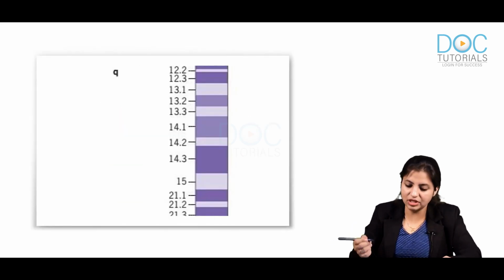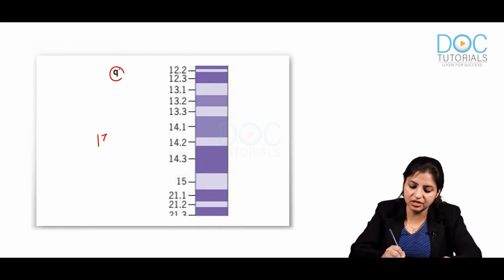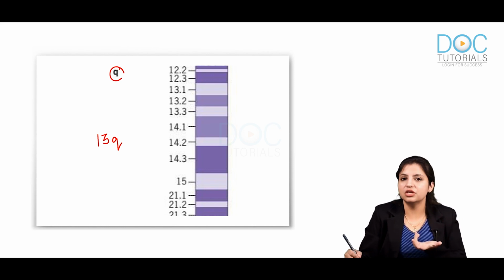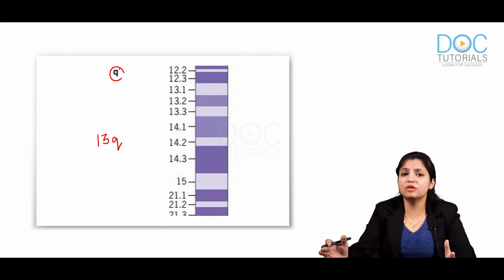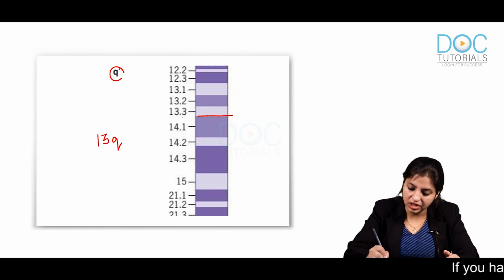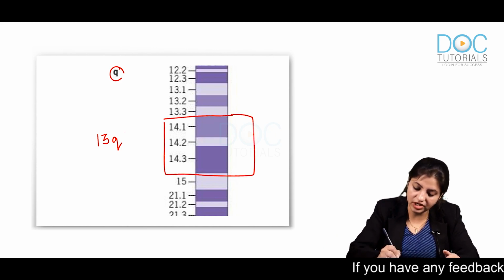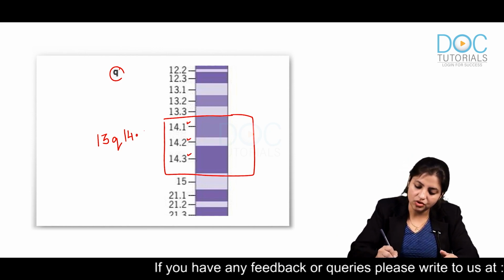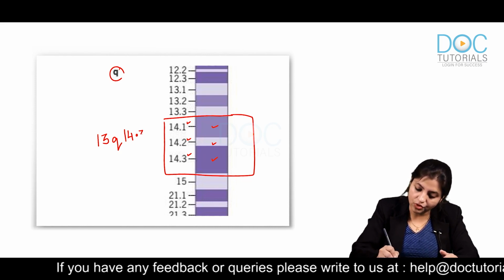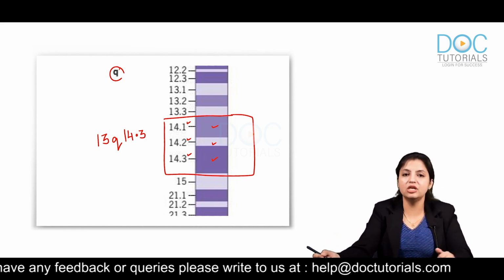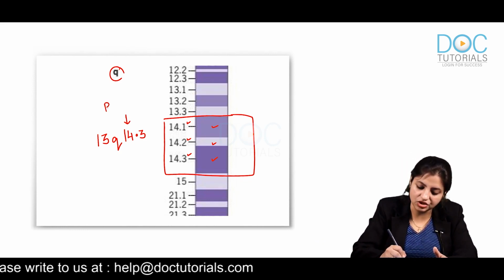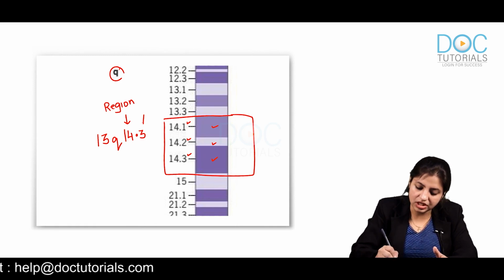Let me give you one more example. Look at this chromosome. This is a long arm, so let's say it's 13Q. Now write down region number 14 in 13Q. This is your region number 14, and it has 1, 2, 3 bands. So 14.3. Can you see this? What is this 14? 14 is the region. What is 3? 3 is the band.